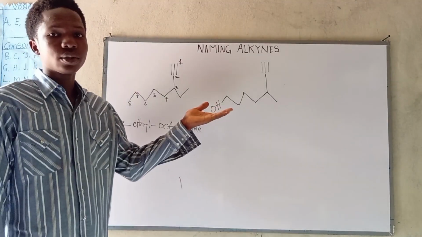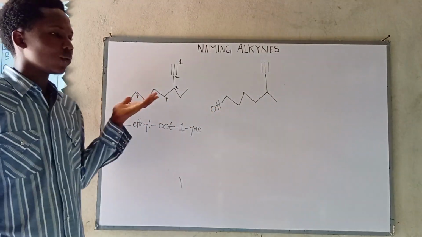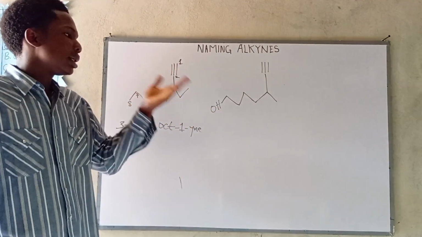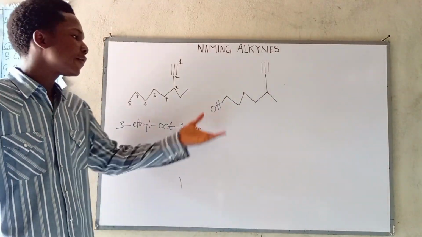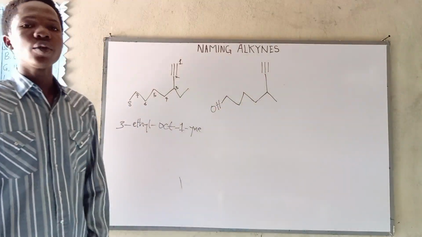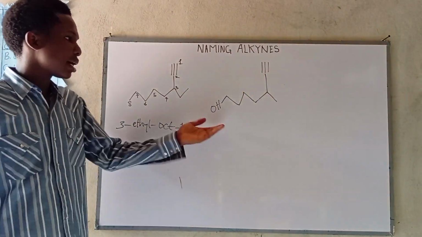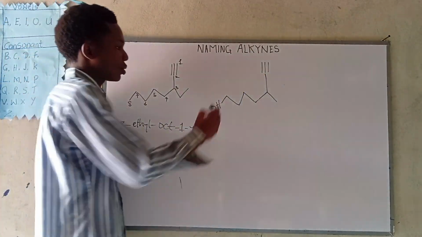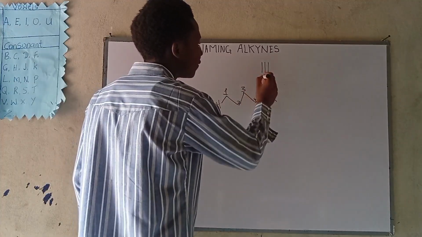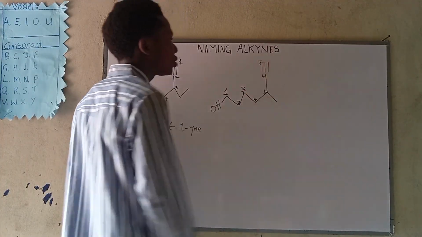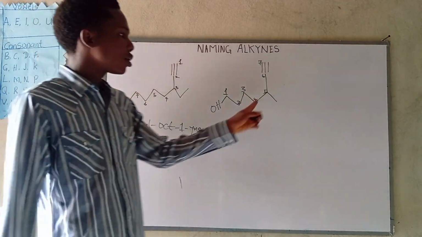So on this note, we are not going to name it like this. We are obviously not going to do that because there's an OH here, a hydroxy group, and a triple bond, and obviously we always favor this guy before this guy. So we can't count from here. We have to count from here. Okay? So now let's just do that. 1, 2, 3, 4, 5, 6, and 7. So it's a hept.